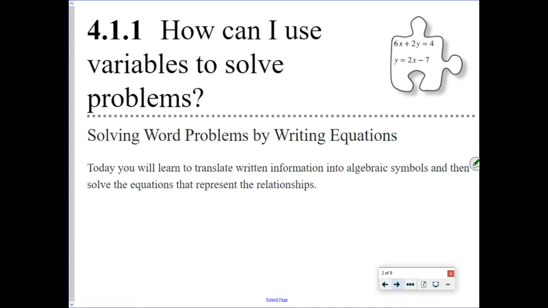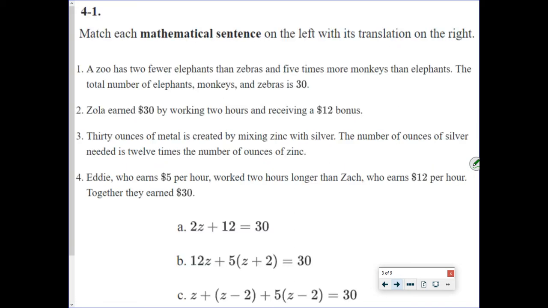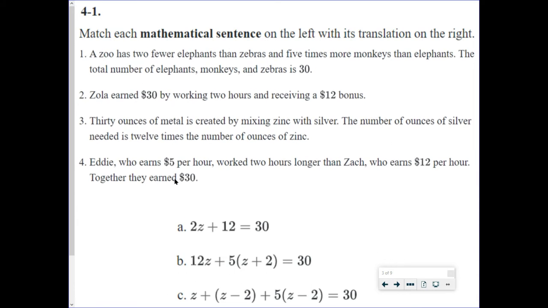But today, solving word problems by writing equations. Today, you will learn to translate written information into algebraic symbols and then solve the equations that represent the relationships. And here's our first problem. 4.1, you are going to match each sentence on the left with its translation on the right. Actually, each sentence here matches one of these equations down here.